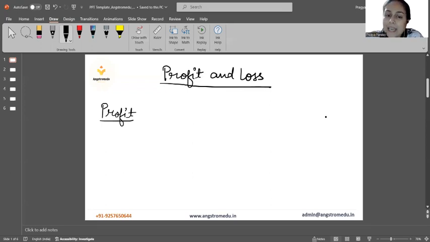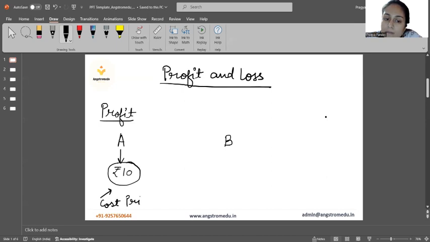For example, let's take an example. There is a person A and a person B. Now A has produced one pen, and let's say the cost incurred for the production of that pen is 10. For example, he has spent 10 rupees to acquire a pen. So we will say that this is the cost price for A. Cost price for A for a pen is rupees 10.